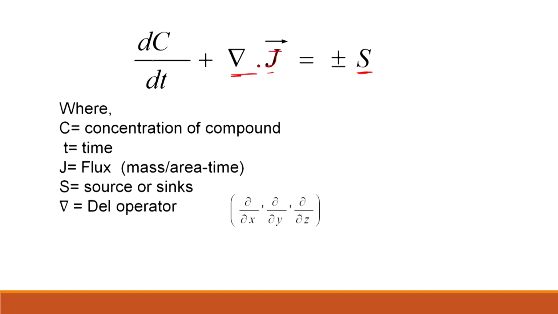So, what do we have here? C is the concentration of the compound that you are applying the mass balance upon. t is obviously the time, the change in concentration of the compound with time, and J is the flux, as I mentioned, mass per area per time, right. S is source or sinks. The del operator here in this context, del dot product, right, is nothing but ∂/∂x, ∂/∂y, ∂/∂z of J, right. So, that is what we have out here, right. So, again this flux, what is it due to? As we discussed earlier, flux is due to both advection and due to diffusion, right.